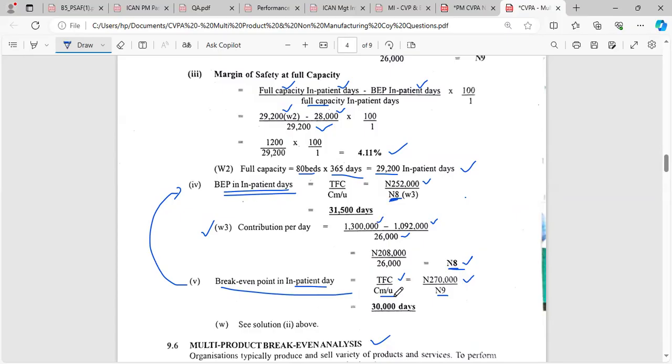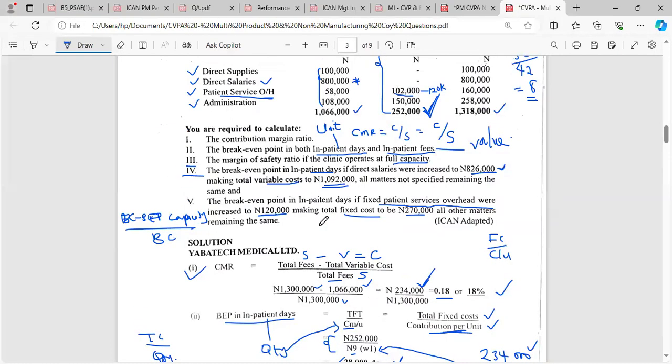That's why our contribution margin per unit is 9 naira as against this 8 naira. Any question on that, please?